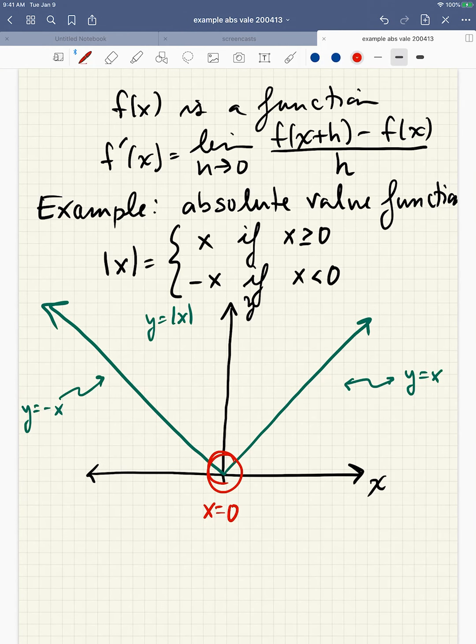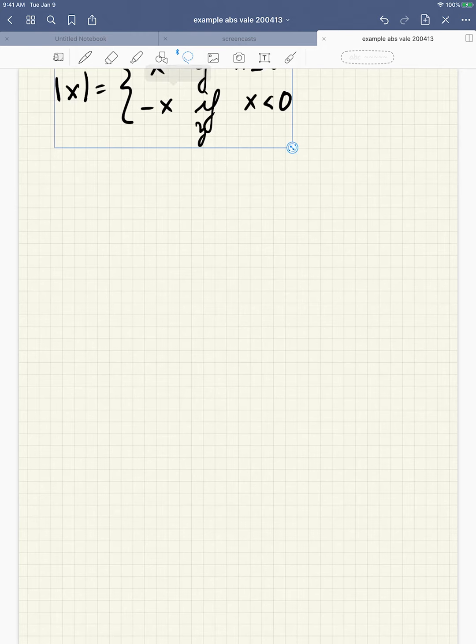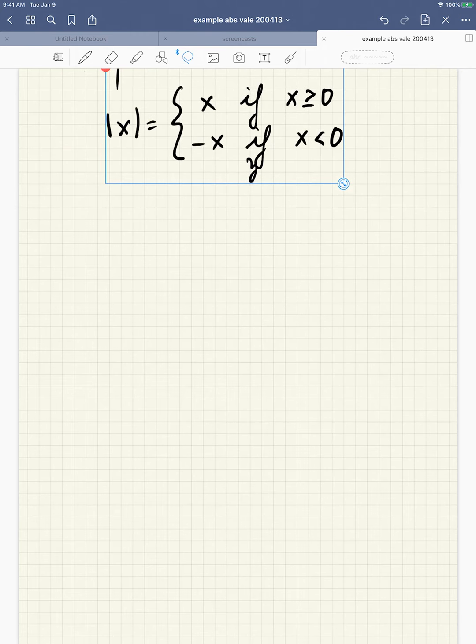So let's actually take this definition with us, so we can use it in our calculations. All right, so there's the absolute value function. So the way I want to start is we're going to differentiate on the pieces. So first I'm going to start by picking a point that's strictly bigger than 0.